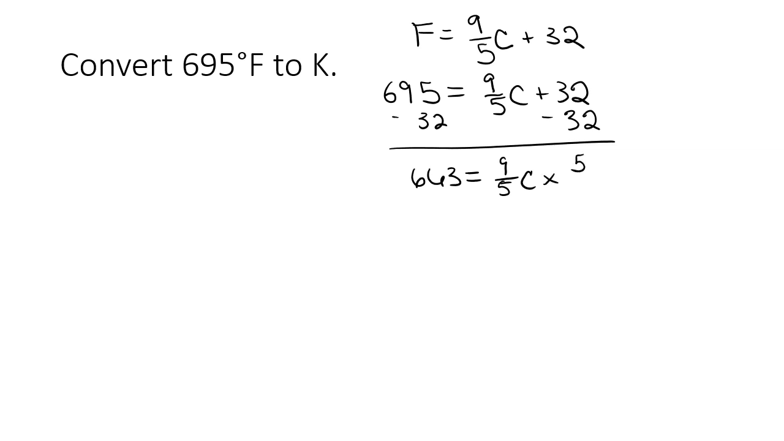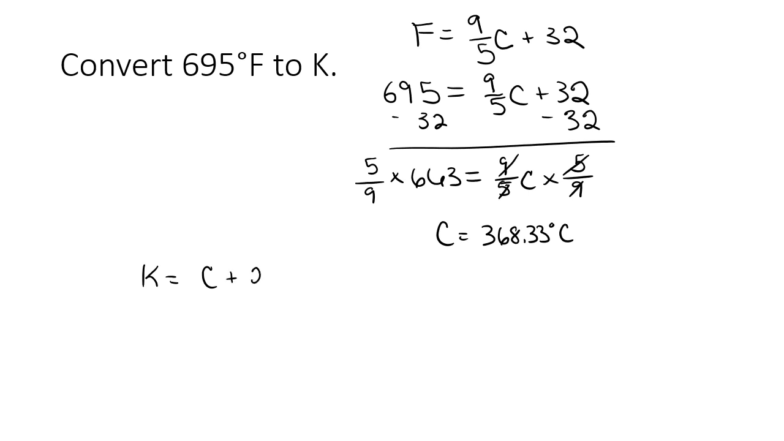If I do the same process as in the previous slide by multiplying by 5/9, I would get that the Celsius temperature is going to be 368.33 degrees Celsius. I don't want to stop there though. I want to find out the Kelvin temperature.